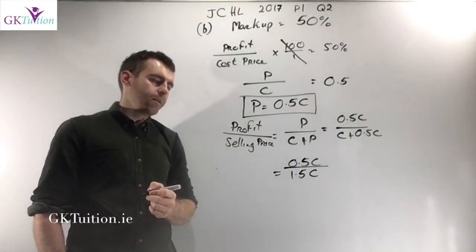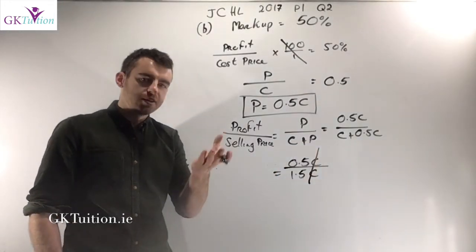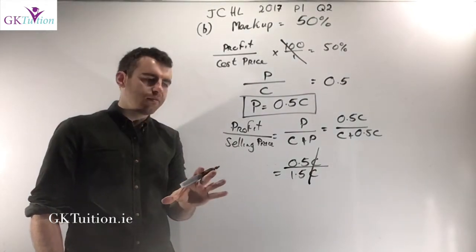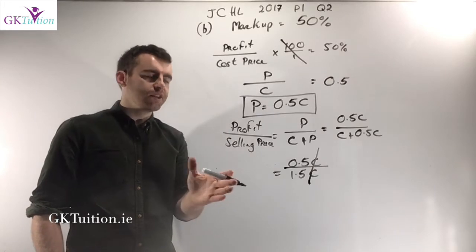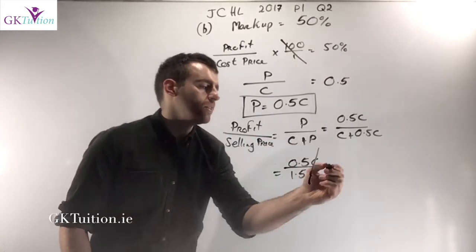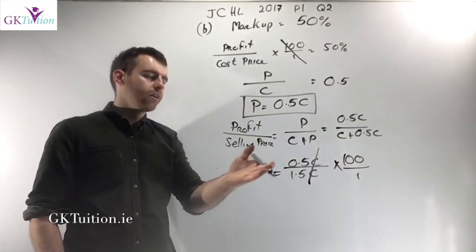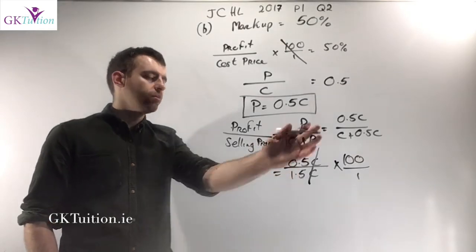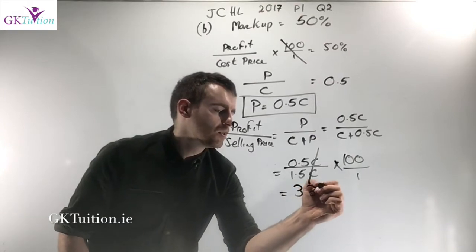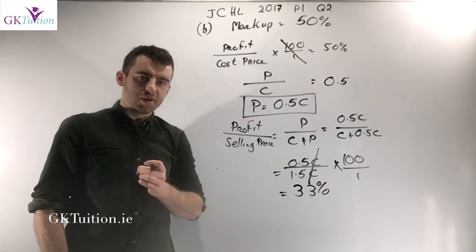Now look at what's going to happen here. I have a C on the bottom and a C on the top, which are going to cancel each other out or divide into each other. Which means that without even finding the cost price or the profit, I've worked out that the margin is 0.5 over 1.5. And to get this as a percentage, we just multiply by 100 over 1. If you plug that into your calculator, 0.5 over 1.5 multiplied by 100 over 1, it tells you that the margin in this case must have been 33.3%, but to the nearest percentage is just 33%.